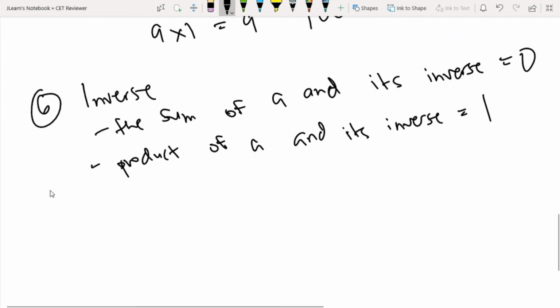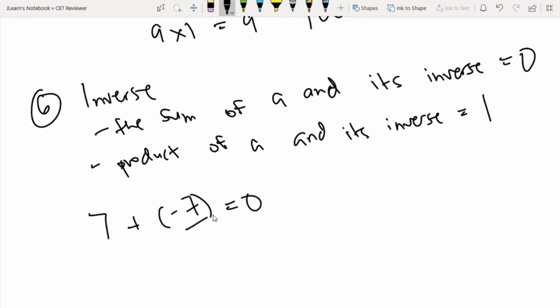Okay? So, for example, 7 plus negative 7 ay equal sa 0. Okay? So, negative 7 here, ang inverse ng 7. No? So, additive inverse ang tawag sa minus 7. Pero kung 7 times 1 over 7 equals 1, 1/7 here is called the multiplicative inverse.